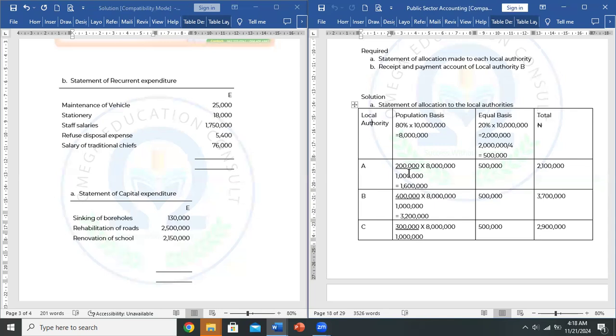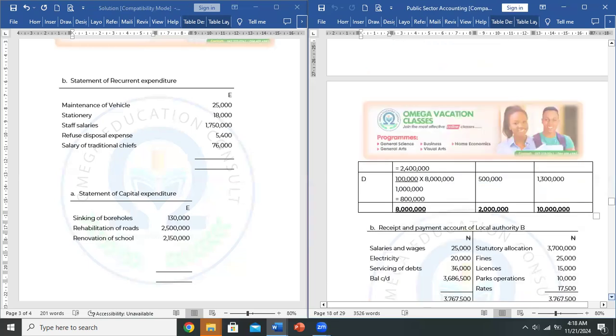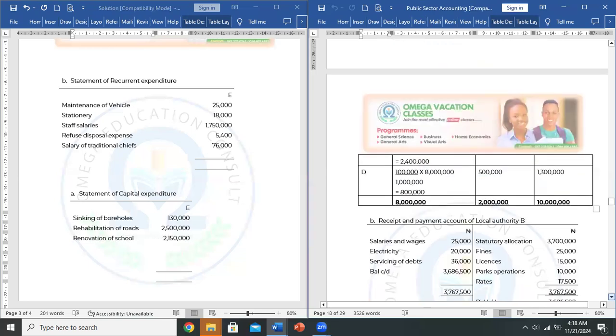The same procedure here. Then on the equal basis, that 20%, we get 2 million, and we share it for them. So each of them will get 500,000, 500,000, 500,000, right? So at the end of the day, the total amount allocated to each local authority will be what they got from their population basis plus what they got equally, and you get a total. So I don't expect my professors to be confused here because they are sharp with these calculations, ratios, and sharing.